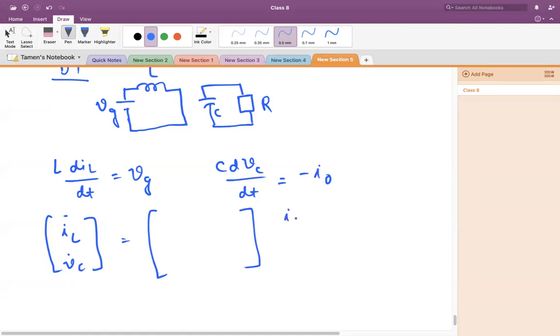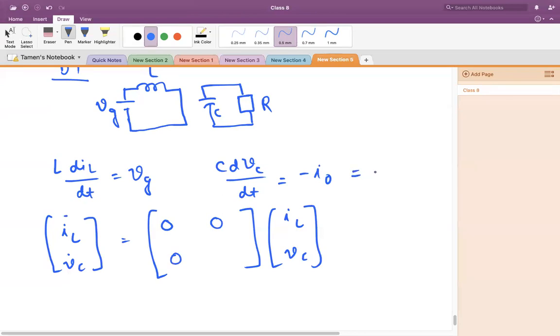So here also we'll be writing in terms of IL and VC. What will be the equation of IL dot in terms of IL? 0. And VC dot in terms of IL? 0. Is it not zero? No, it's not 0, correct.